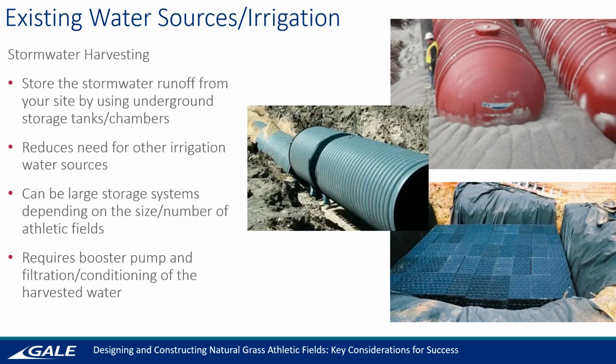So the last one before we move off irrigation is stormwater harvesting. It sounds great, but may not always be the best fix for your area, depending on where you are in the region, the amount of irrigation, how often you need to irrigate, and the type of turf grasses you're going to be using. You may need very large storage systems, or this may be a combination of using this and some type of well or reclaimed water or potable water that will go with it.